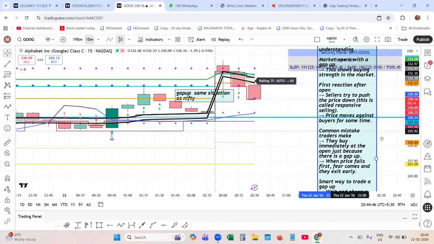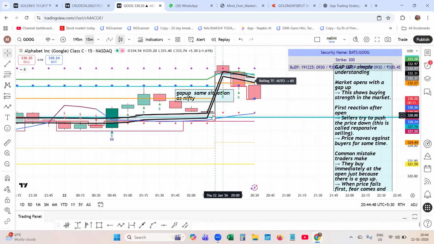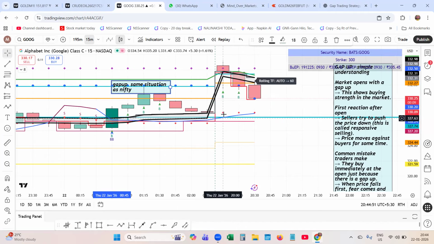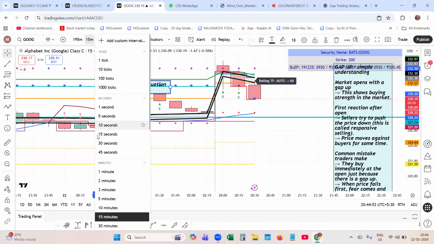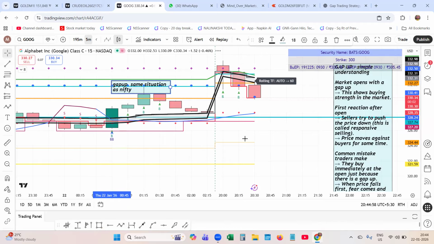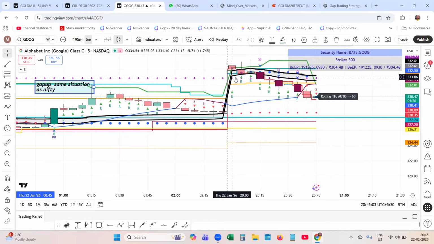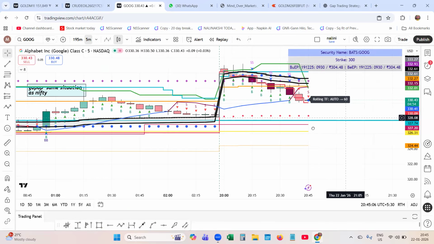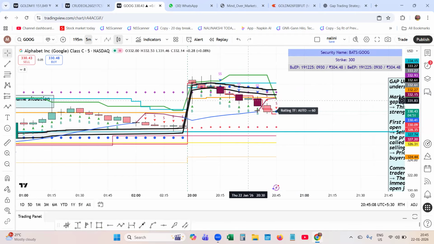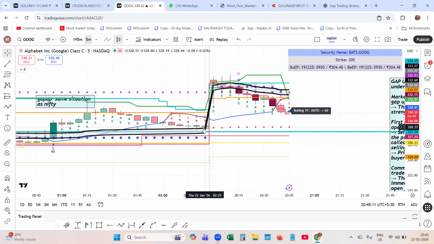You can see the same type of gap up, the same situation as Nifty. Let me change it to 5 minutes. The initial buying, initial gap up, and sellers are active over here. So you have to wait for buying in the same direction. Maybe it can come over here and fill the gap, and this is the point of control of the monthly.